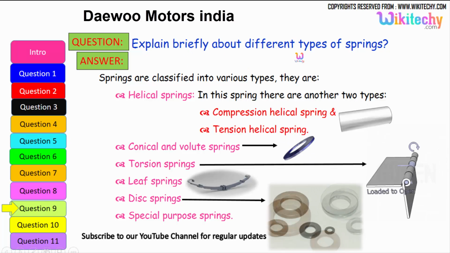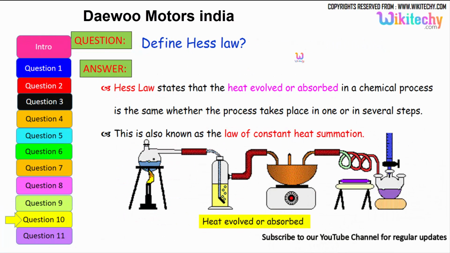Define Hess's law. This is one of the very important questions. Hess's law states that the heat evolved or absorbed in a chemical process is the same whether the process takes place in one or in several steps. This is also known as the law of constant heat summation.